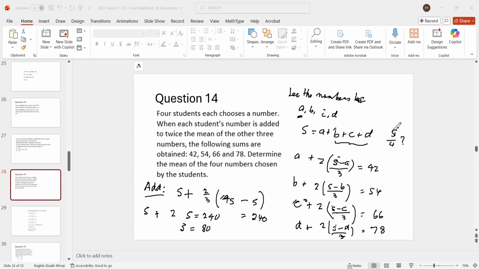Now, that's the sum of the four numbers. Remember, the question was not to find S, but to find S over 4, the mean of the whole four numbers. So the answer is S over 4. It's 80 over 4, which is 20. So that's the mean of the remaining four numbers.